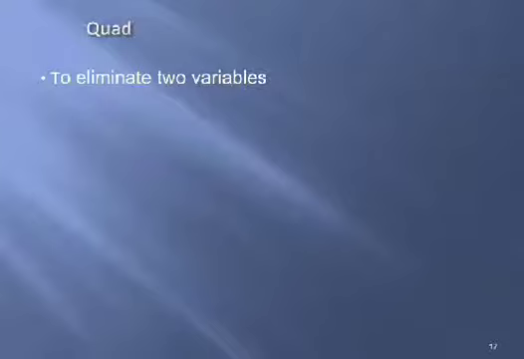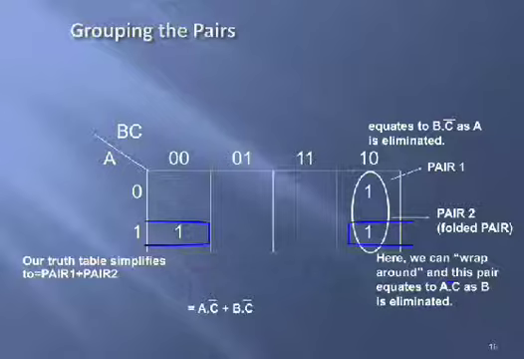So it is to eliminate two variables. Earlier, when pairing two cells, you could eliminate one variable. Out of the three variables, due to the pairing of two cells, you can eliminate one variable, that is here A, and for this second pair you are eliminating B. So by pairing two adjacent cells, you can eliminate one variable.